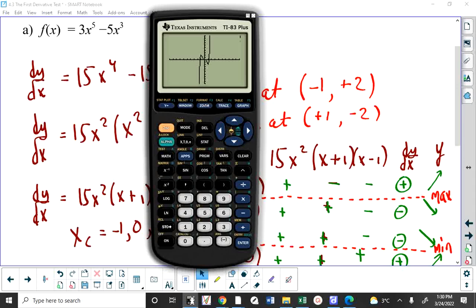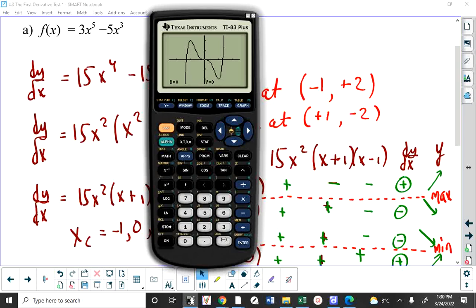Let's try zoom in. I really am not a big fan of zooming in, but I think here we might be okay. Yeah. There's the maximum, there's the minimum. See how there's that twist, that inflection point in the middle? That's what's happening when the graph goes from decreasing to continuing to decrease. It's an inflection point. Any questions with that example?